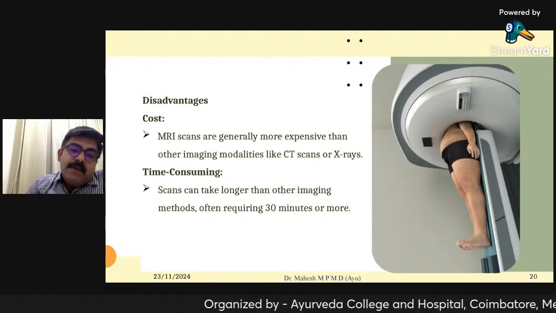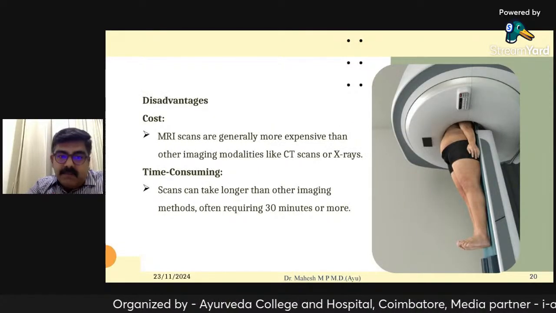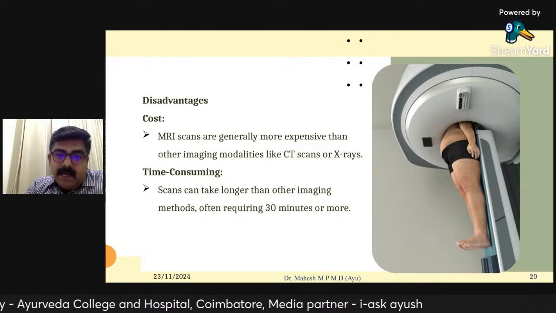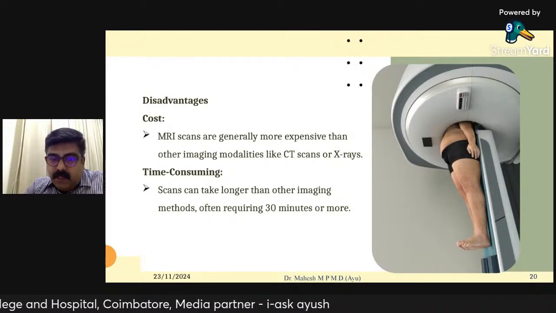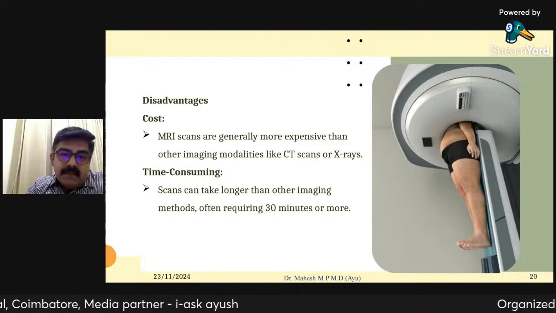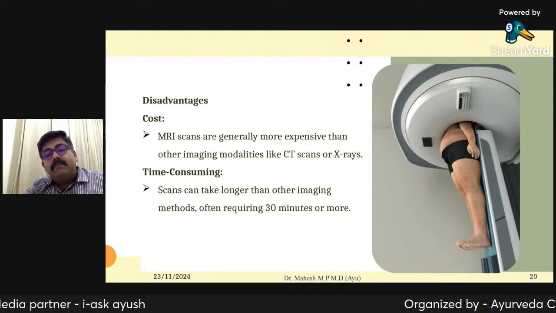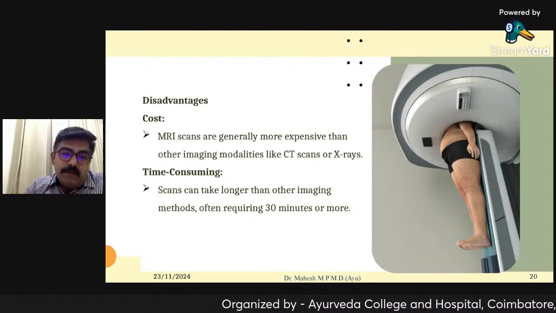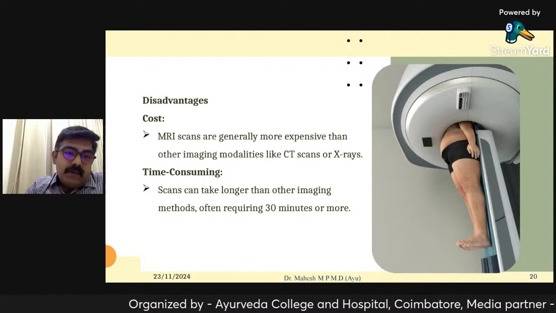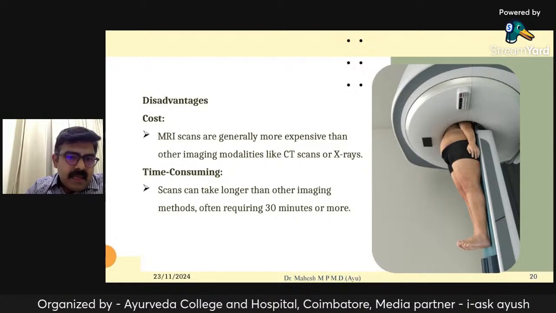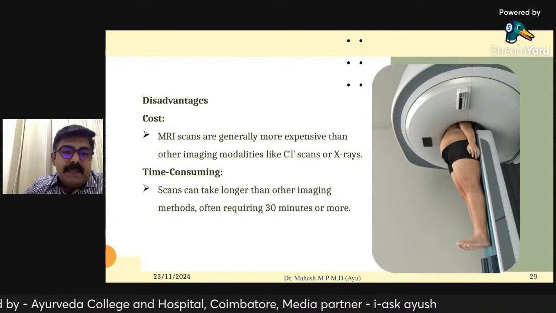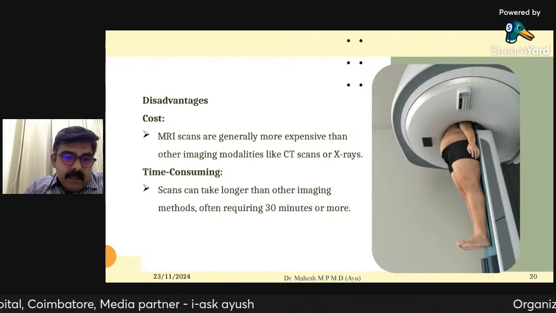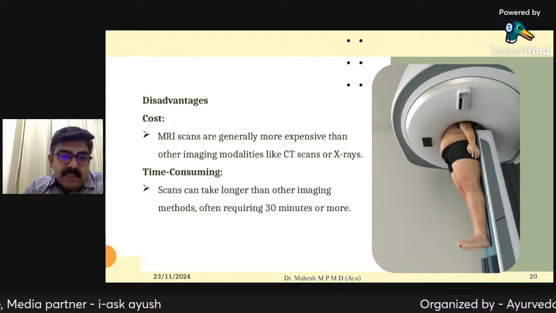Coming to the disadvantages, the first and foremost thing is the opening area, which is comparatively moderate. A very obese person may not fit into the machine, which is one problem. Apart from that, there is the cost: MRI scans are generally more expensive than other imaging modalities like CT or X-rays. Another thing is that it is time consuming.